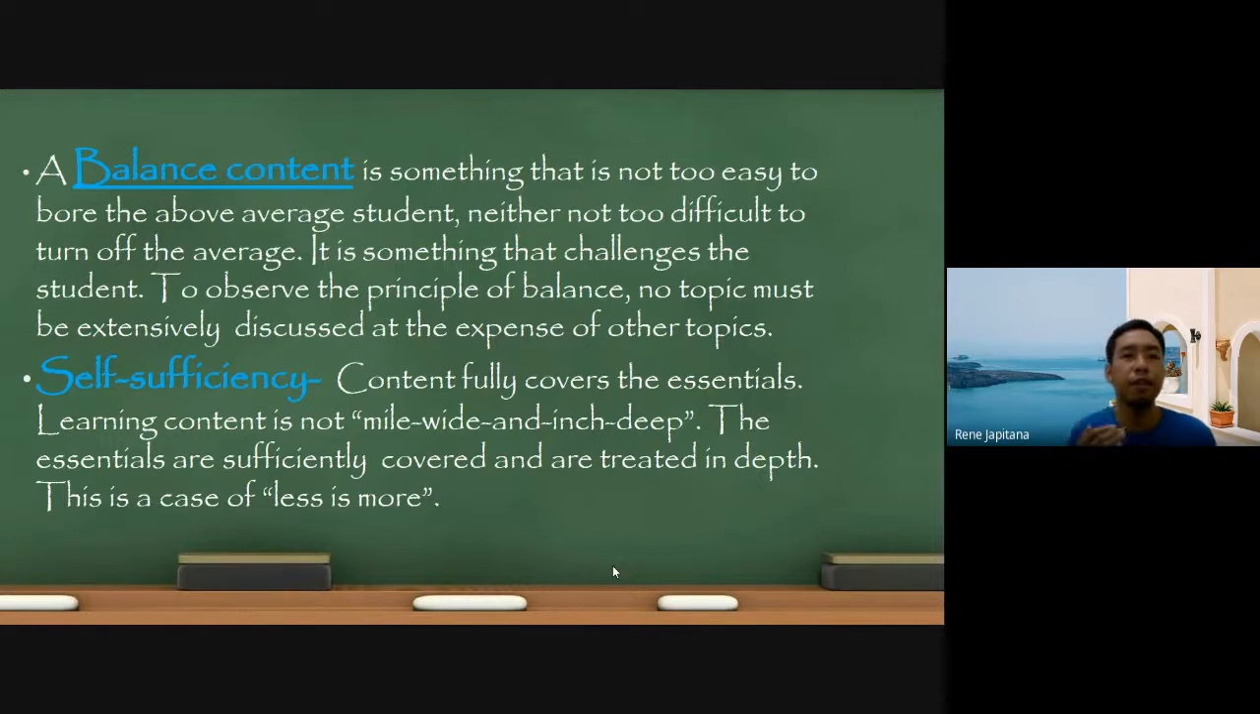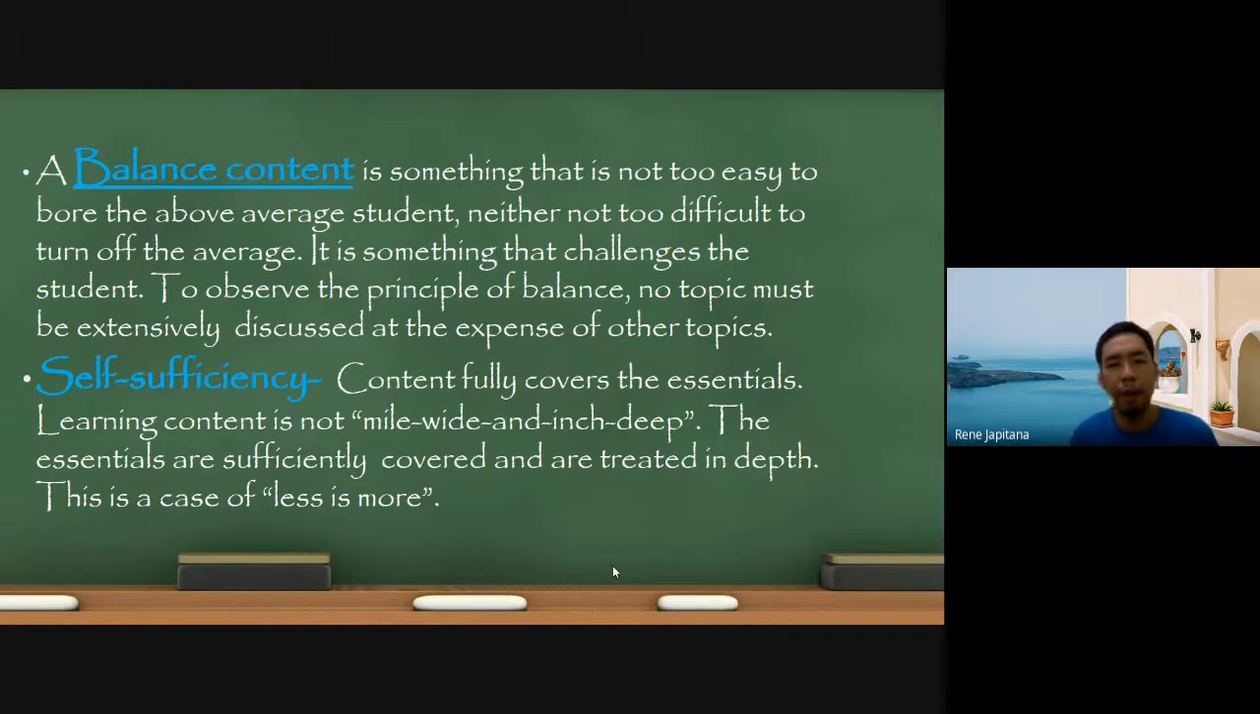So as a teacher, we need to consider balanced content, so that those who are above average will not get bored. And of course, those who are average and below average should not find it too difficult to answer or to grasp a certain piece of information or process. It is something that challenges the student, no?